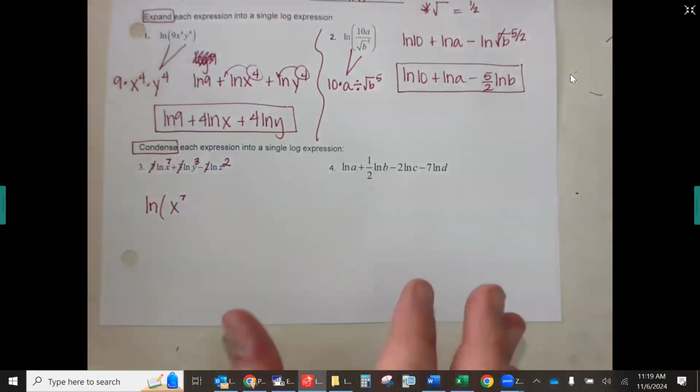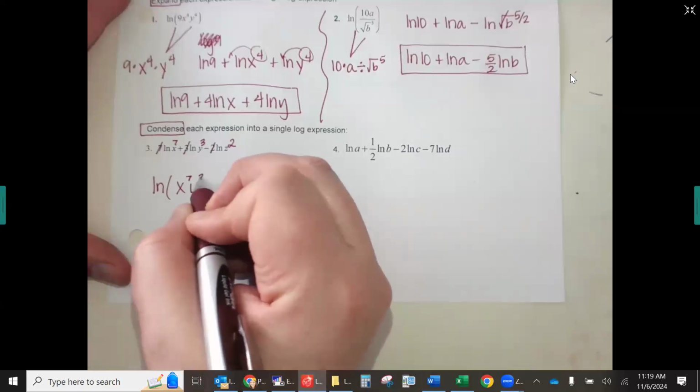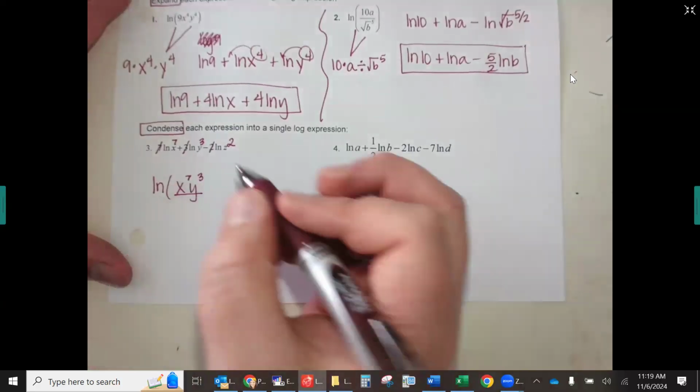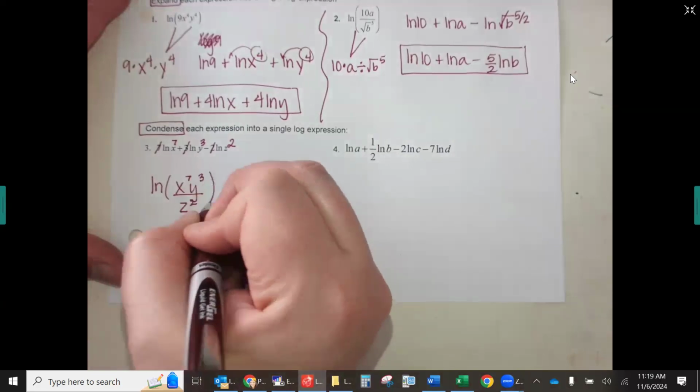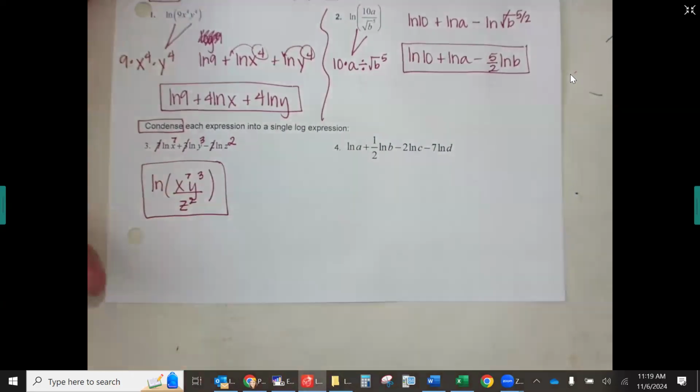Where will the y^3 go? Top or bottom? Top. Where will the z squared go? Bottom. Okay, so just kind of see if that makes sense. It's the exact same rules, but rather than you writing log, you're putting ln for natural log.